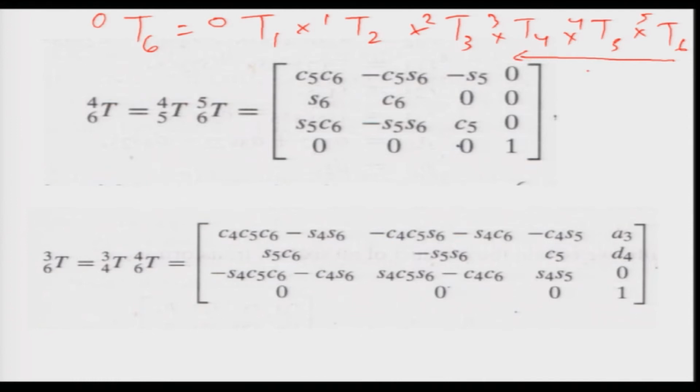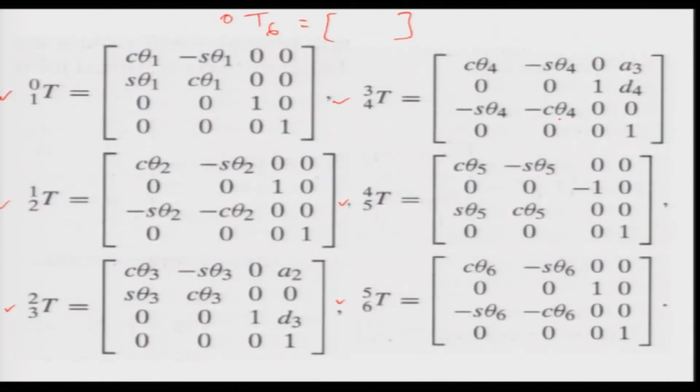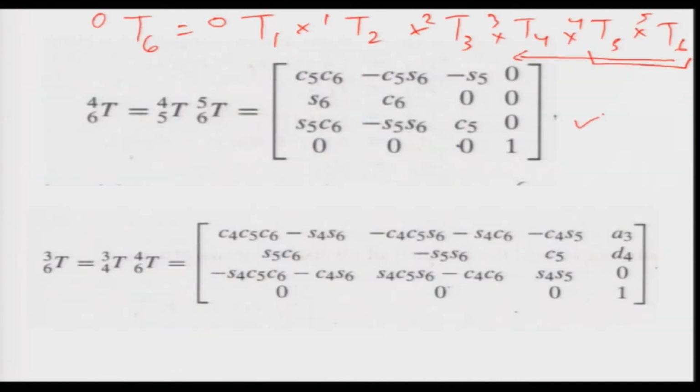Essentially, we are multiplying the last two first. I am multiplying these two, which gives 4 to 6. So 4 to 5 and 5 to 6, when we multiply the two matrices, this one and this one, I get this matrix. You know how to multiply; multiplication is very straightforward once you have the matrices. Then I multiply with this one, and this is 3 to 6. I simply take 3 to 4, multiply by 4 to 6, and what I get is this one.